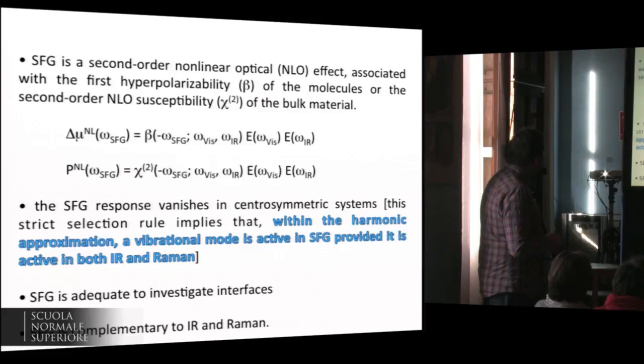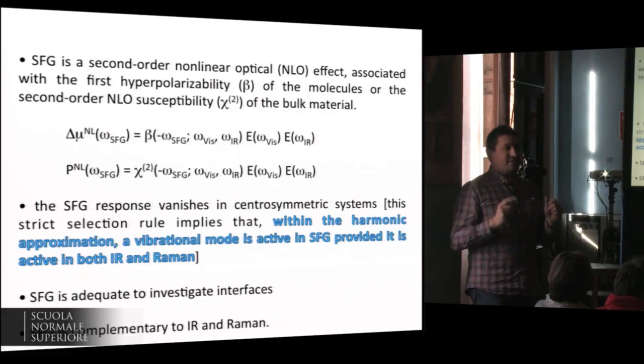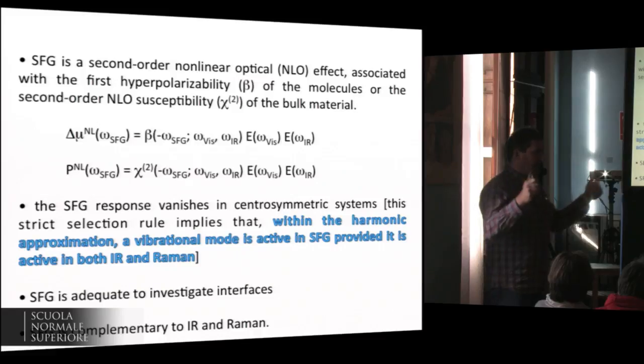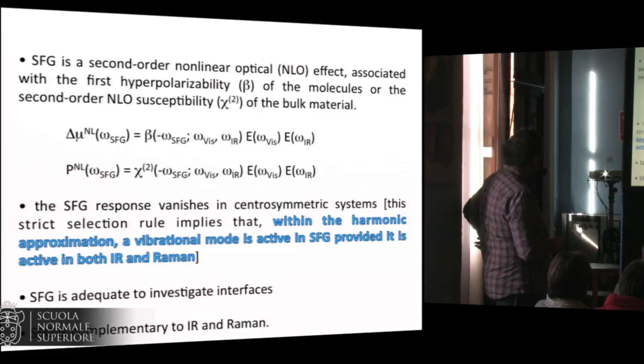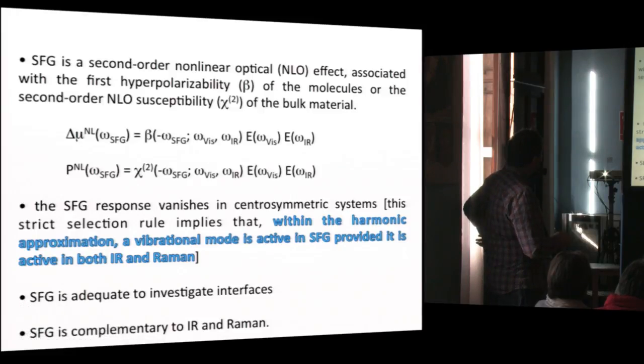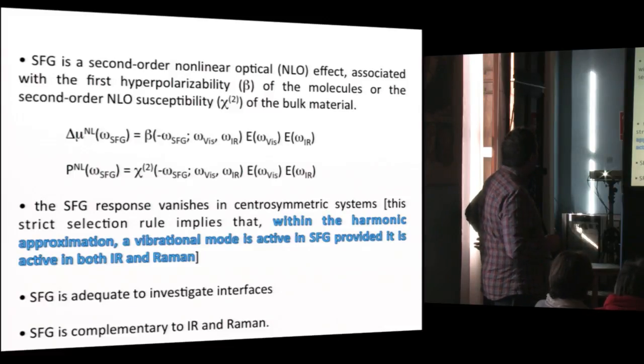So, as a first point, you see that you have these two lights, infrared and visible or UV light, interacting in time and in space. So this is a second order nonlinear optical effect. If you look at the molecular level, it is associated with a first hyperpolarizability. So here you have the change of dipole moment at the sum frequency. It's associated with this beta quantity times the field amplitudes, visible and infrared.